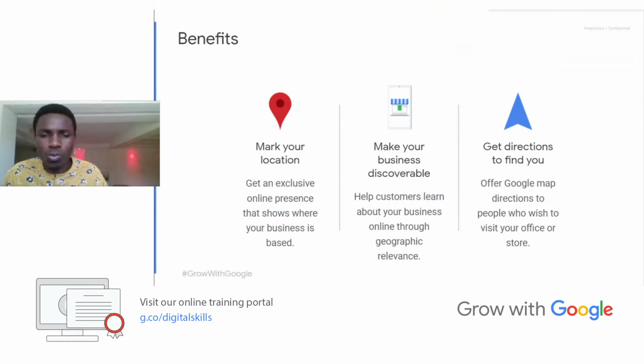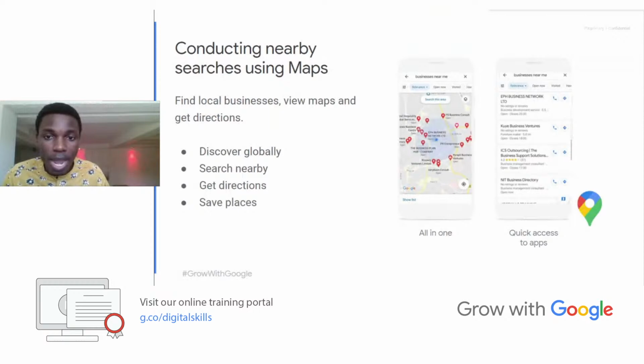And the other thing is that you want to get directions for people to find you. When your business has a marking on the maps, it's much easier for people to find you and get directions to exactly where you are. So that's very important. These are some of the benefits of getting the listings on Google Maps, so make sure you really take advantage of them.